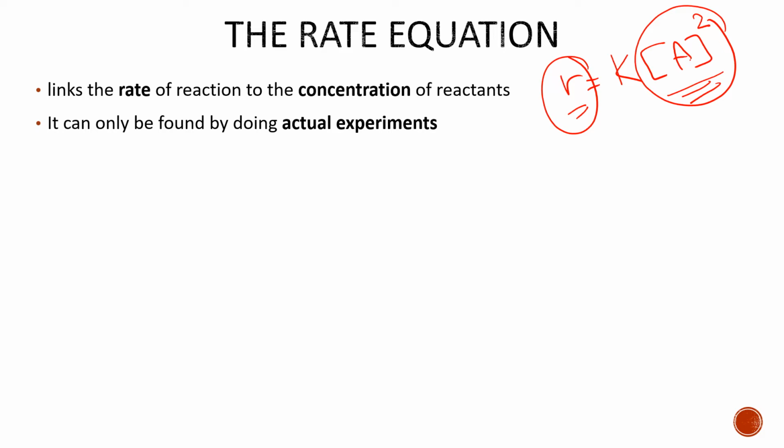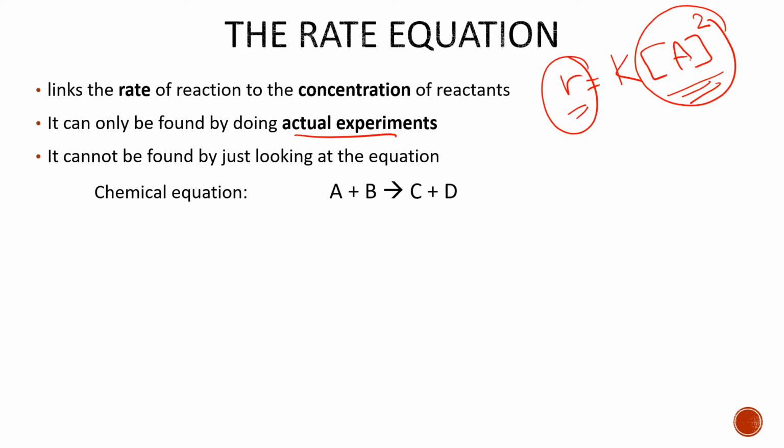This rate equation cannot be written, cannot be figured out without an actual experiment. We should have an actual experiment. It cannot be just found from a normal chemical equation. We should have data given from an experiment that tells us that when you double the concentration of A, the rate will double. When you multiply the concentration by a factor of 2, the rate has increased by a factor of 4. So we should have data coming from actual experiments.